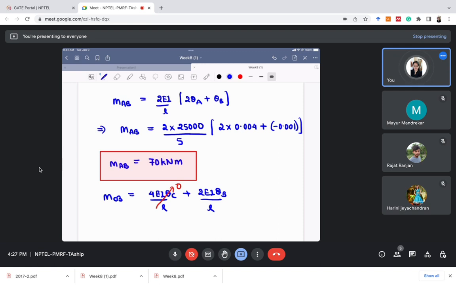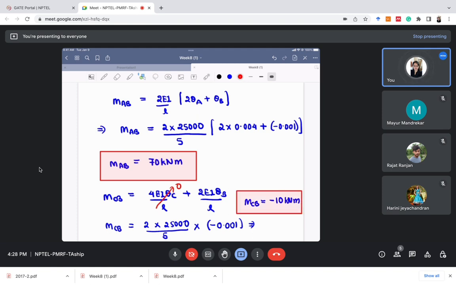Solving it, let's put the values. What is the value of EI? 25,000. What is the value of L in meter? 5. What is the value of theta B? Minus 0.001. So the final answer we got is MCB equal to minus 10 kilonewton meter. What does this minus sign indicate? The minus sign indicates that this moment is in anti-clockwise direction.